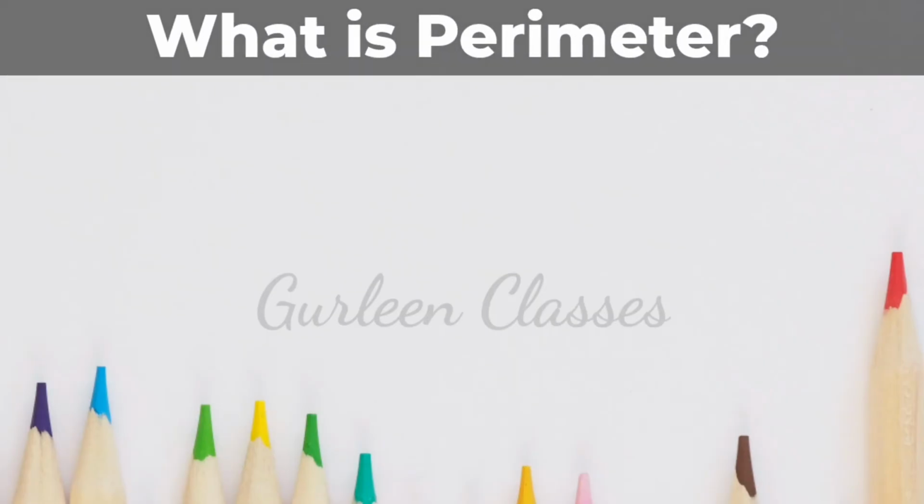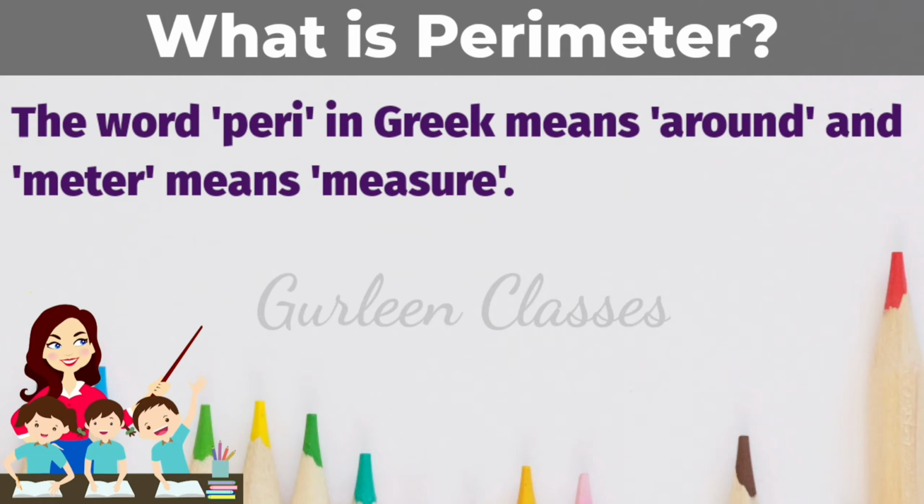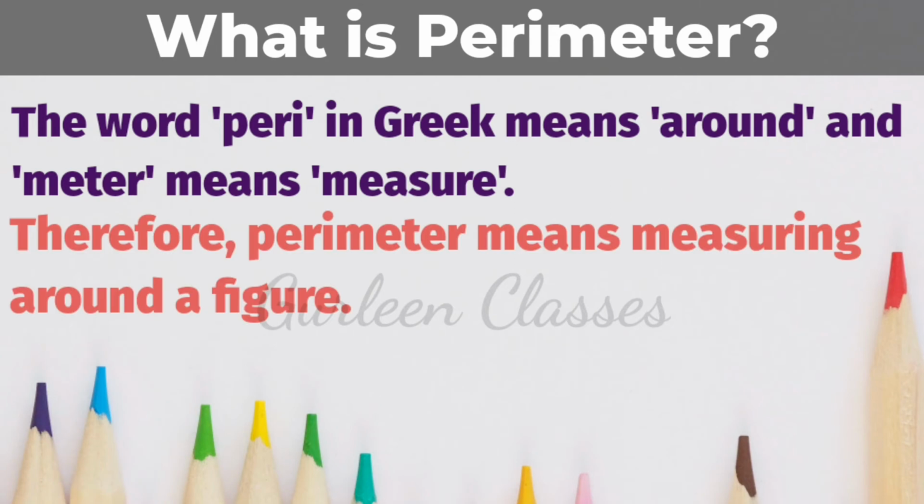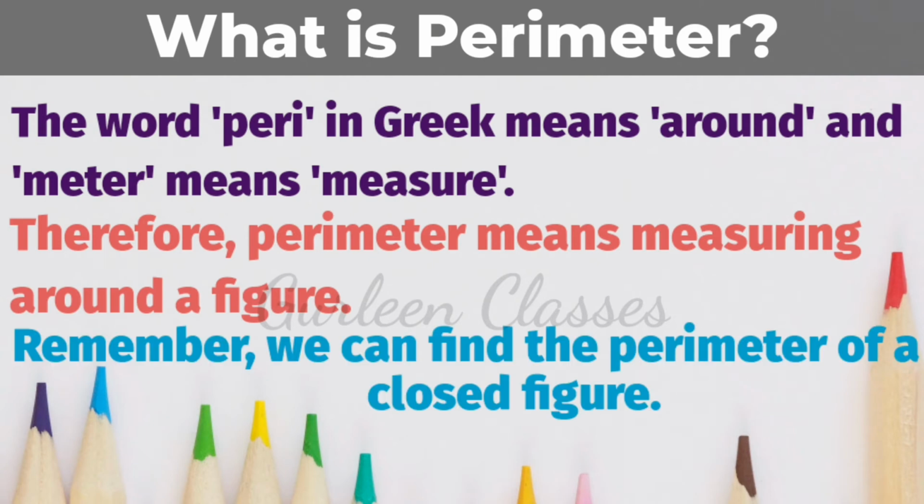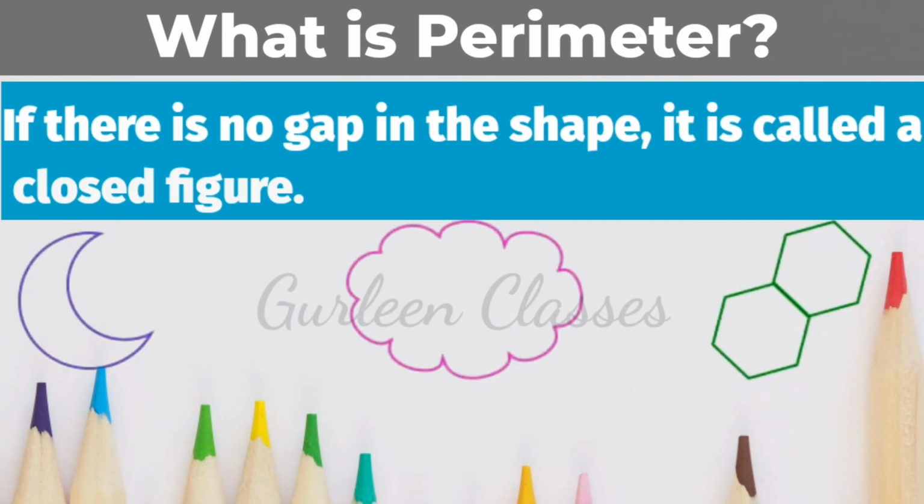What is perimeter? The word peri in Greek means around and meter means measure. Therefore, perimeter means measuring around a figure. Remember, we can find the perimeter of a closed figure. So students, remember Gurleen ma'am told you closed figure and open figure in our previous chapter, shapes and angles.